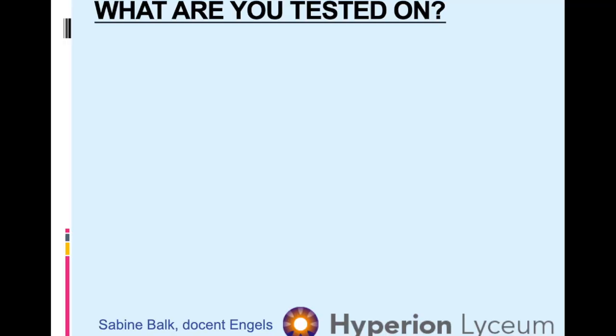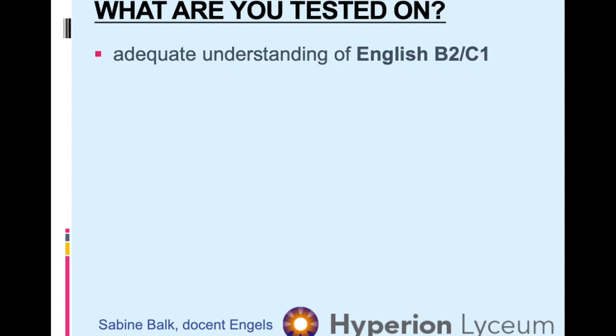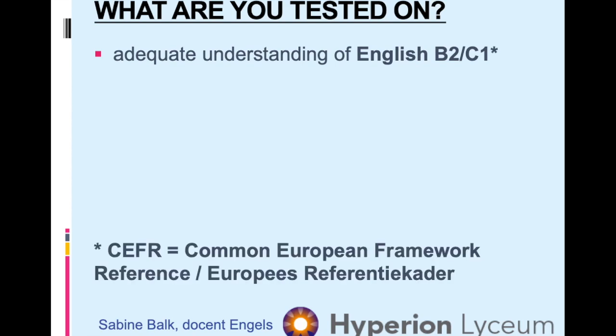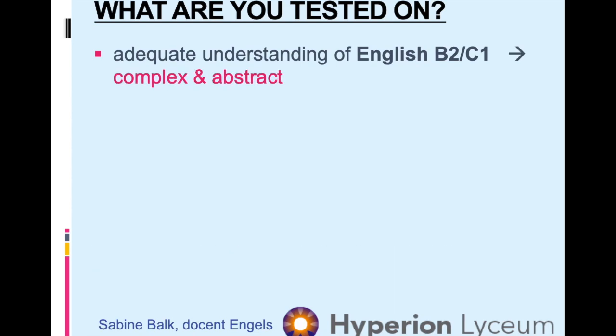Let's get to it. But before we start, let's dwell on what you're actually being tested on by CETO with these listening and viewing tests. Obviously, you're tested on your adequate understanding of English. And we are talking CEFR level B2/C1, meaning the language used is complex and abstract, both the vocabulary and the syntax.